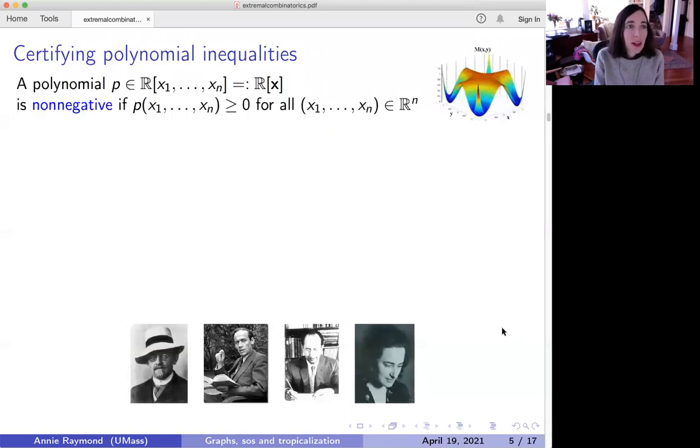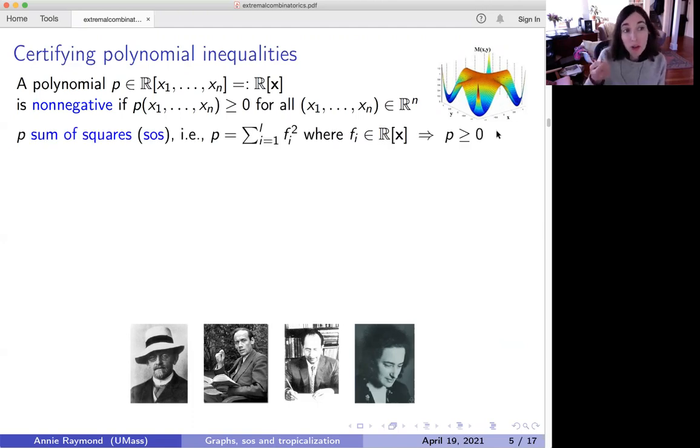So if I have a real polynomial, then I say that it's non-negative if whenever I evaluate it at any point in R^n, I get at least 0. So for example, here I have this polynomial m of x, y, and whatever x, y that I plug in, I never go below the xy plane. So this is a non-negative polynomial.